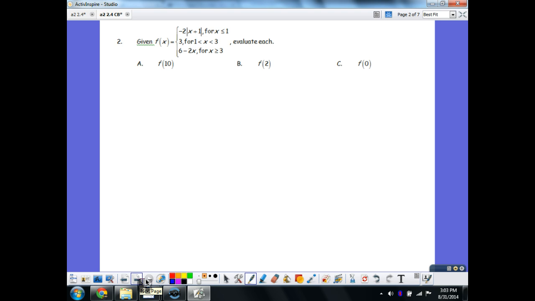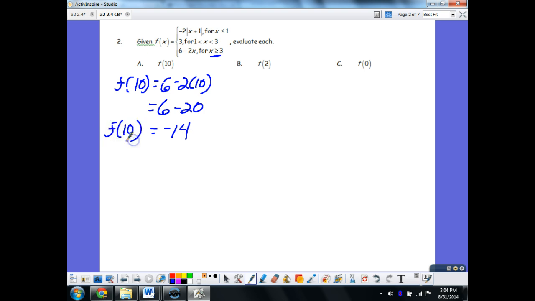Now, this one is defined in 3 pieces, and we need to determine for the first one, f of 10. Well, f of 10 is greater than or equal to 3, so therefore, we're going to substitute it into that last piece. So we have 6 minus 2 times 10, which is equal to 6 minus 20, which is negative 14. So f of 10 is negative 14.